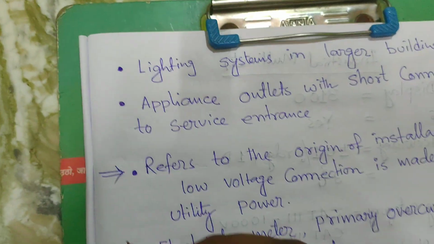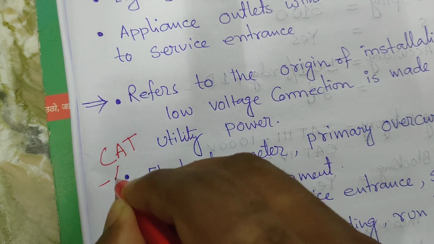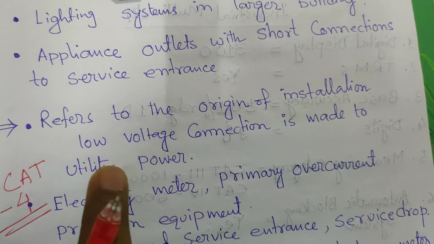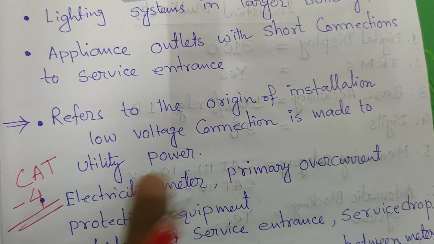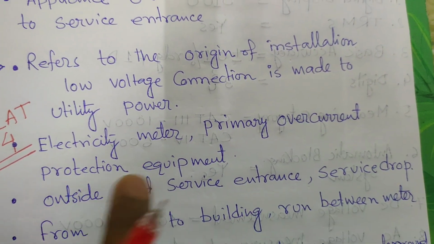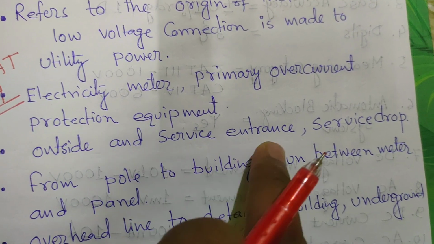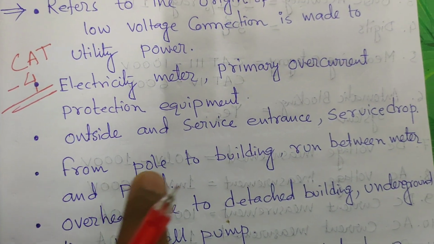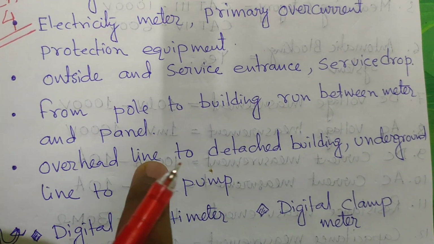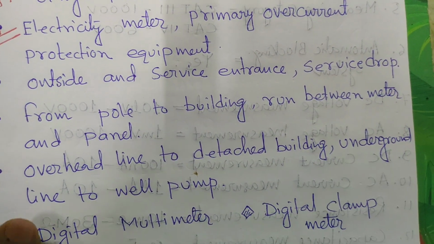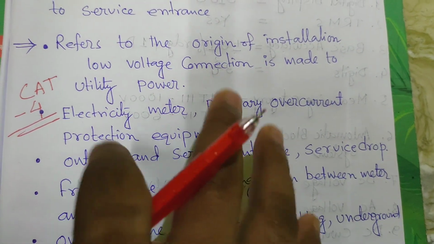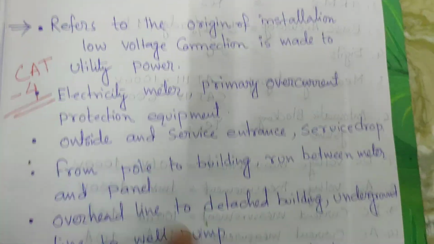And now we discuss CAT 4. CAT 4 refers to the origin of installation. Low voltage connections made to utility power, electricity meter, primary overcurrent protection equipment, outside and service entrance, service drop from pole to building, run between meter and panel, overhead line to detached building, underground line to well pump. In this area we use the CAT 4 type of multimeter.